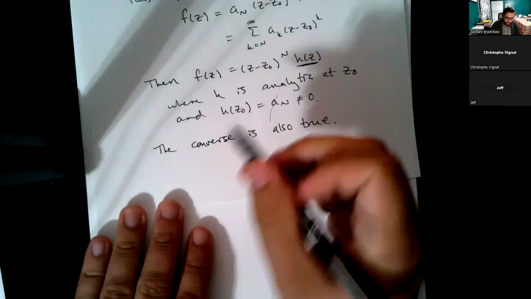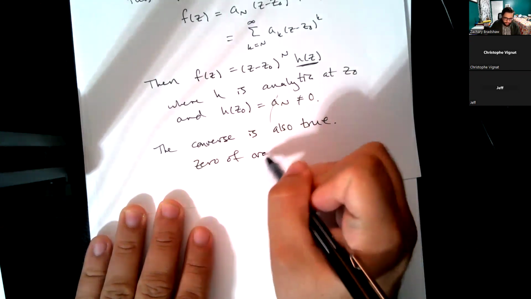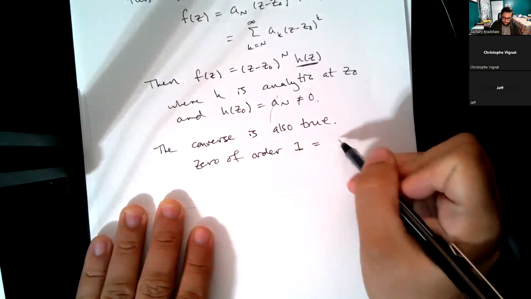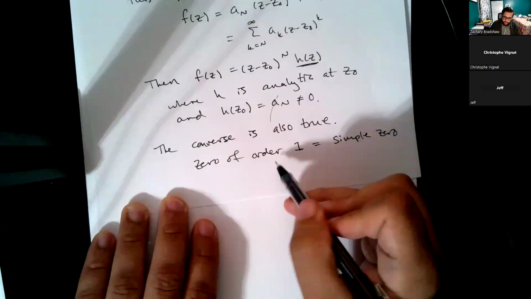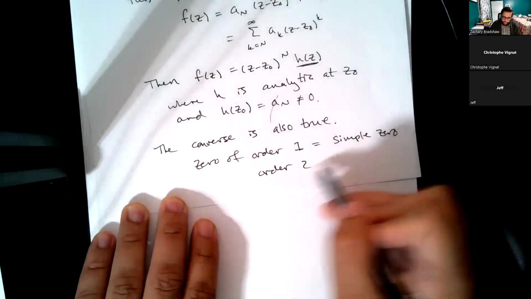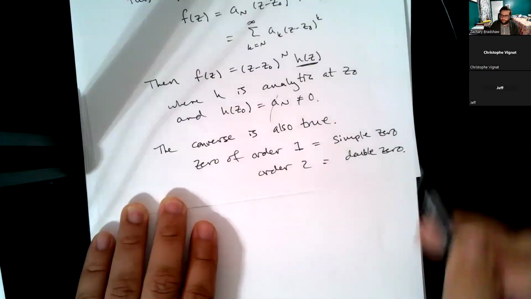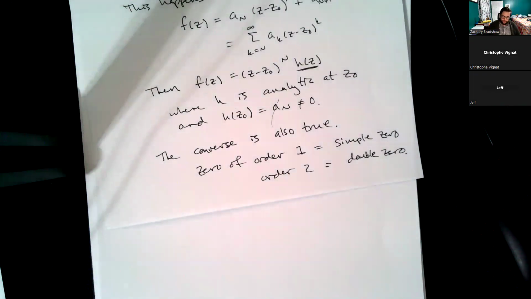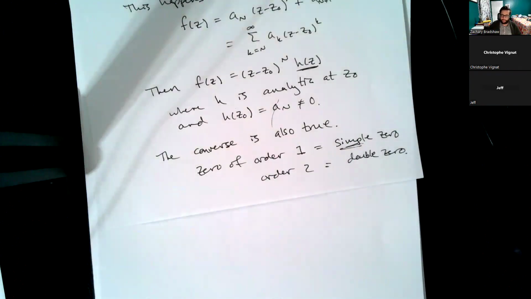Some terminology. A 0 of order 1 is called a simple 0, and a 0 of order 2 is called a double 0. And you can go on, triple 0, quadruple 0, and so on. But yeah, the weird name is simple here.